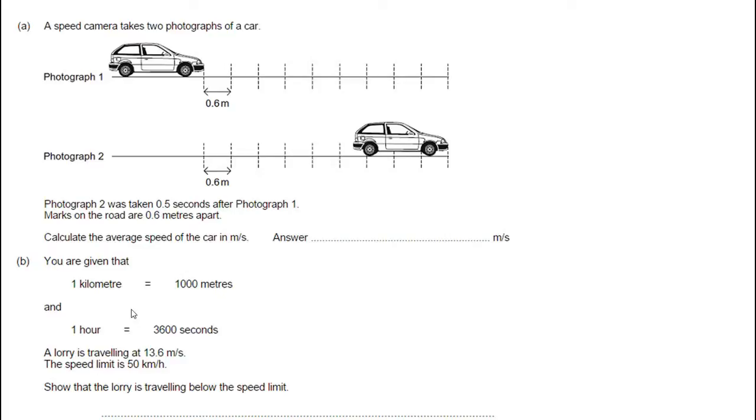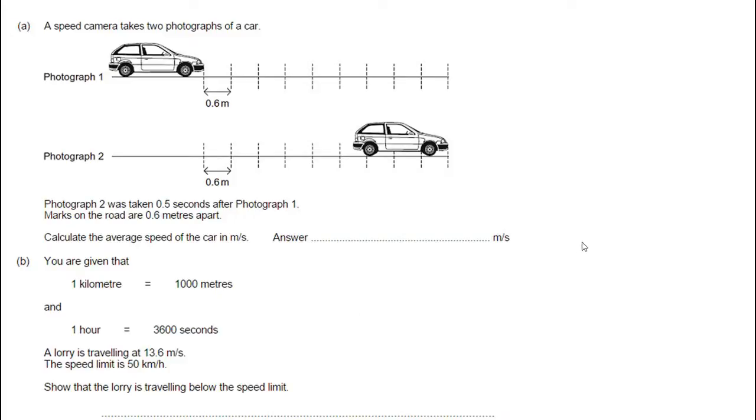In part B, we've got a conversion problem, so we've got 1 kilometre is 1,000 metres. Well, I think we knew that, but maybe we didn't know that 1 hour equals 3,600 seconds, which is 60 times 60, as we're converting from hours to minutes to seconds. So 60 times 60, 3,600 seconds. We're told that a lorry is travelling at this speed here. We've got to show that its speed is less than 50 kilometres per hour.